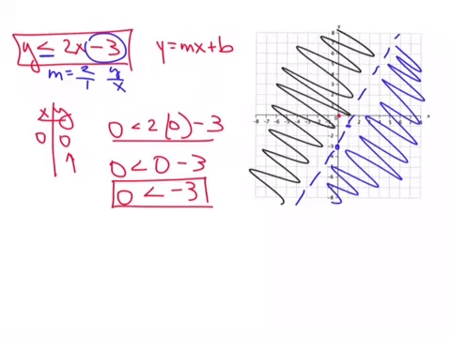So you just try one point, put it in there, and see if that point works. If it does, then everything on that side of the line is shaded. If it doesn't work, then nothing on that side of the line is shaded. So that's all we're doing with this.